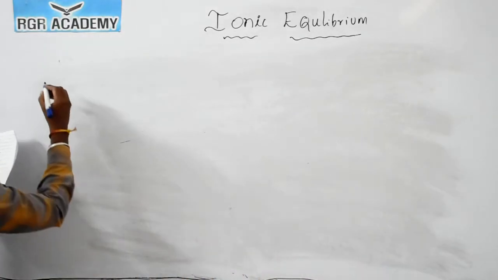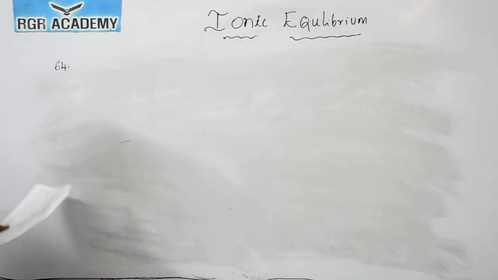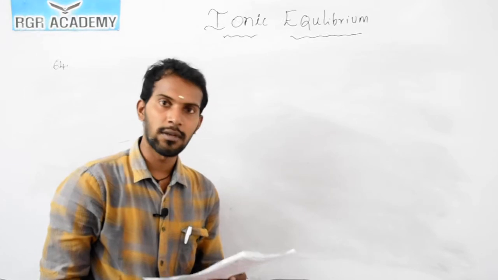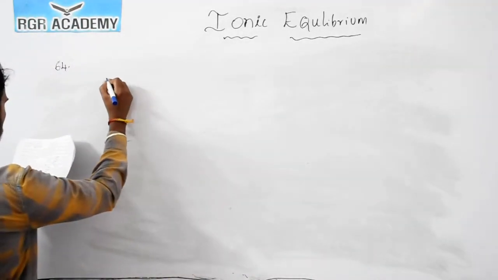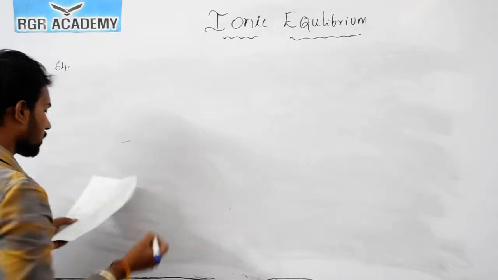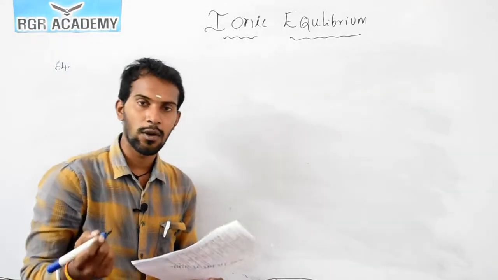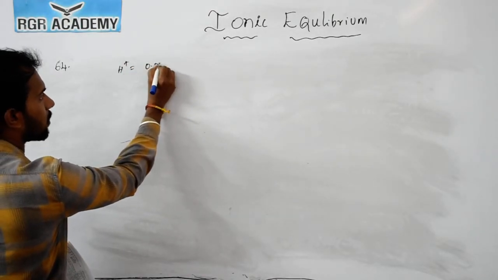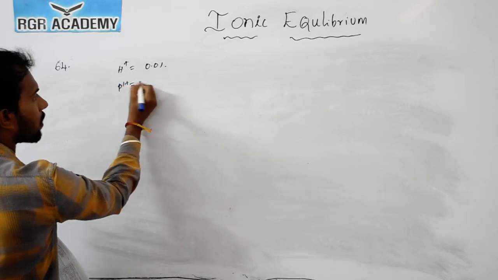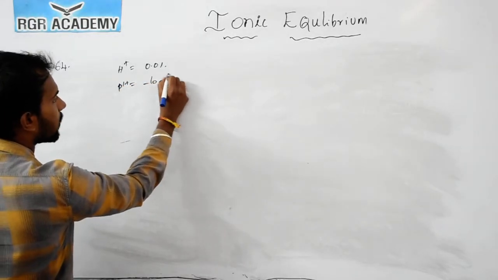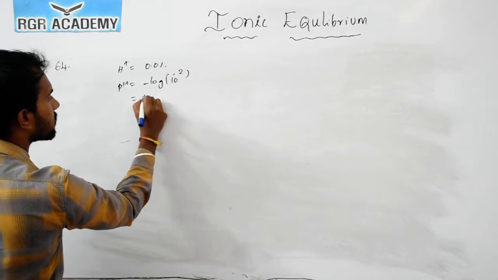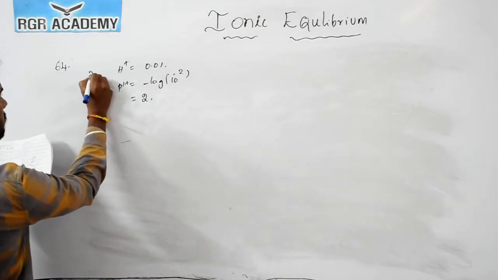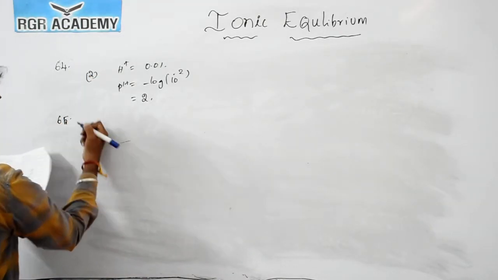Now see this question number 64. The gastric juice of stomach contains HCl, which has the concentration 0.01. So concentration of H plus is 0.01. So pH is equal to minus log to the base 10 of H plus, minus log to the base 10 of 10 power minus 2. So the pH is 2. So question number 64, the answer is 2. Now the question number 65.